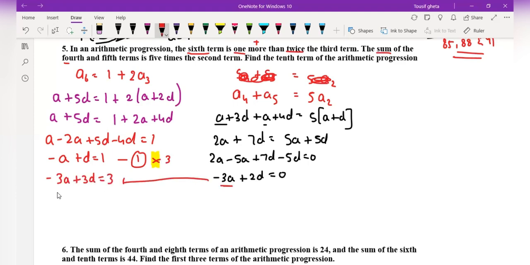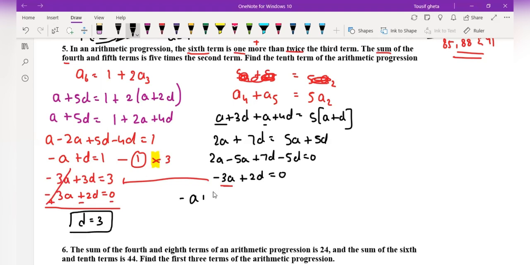So minus 3A plus 2D is equal to 0. Subtract करेंगे तो कितना आएगा? Let's see. So this negative becomes positive, positive becomes negative. The first term gets cancelled. 3D minus 2D will give me D, 3 minus 0 will give me 3. The common difference, we got it. Let us find out A.